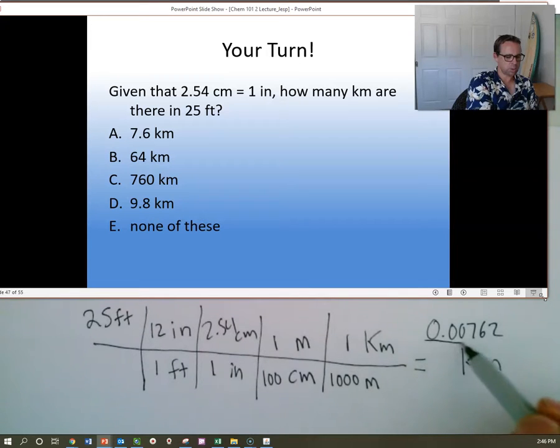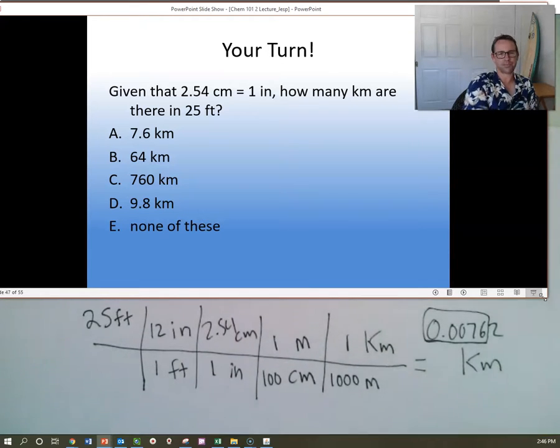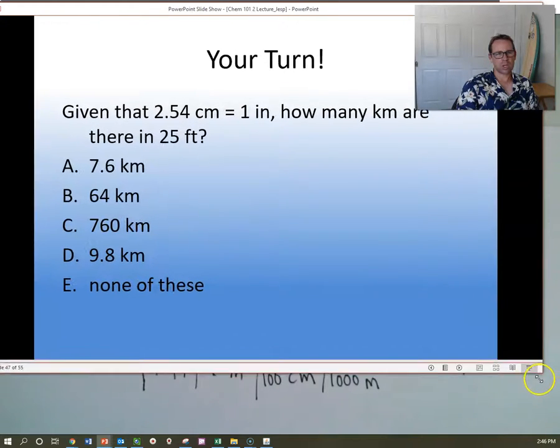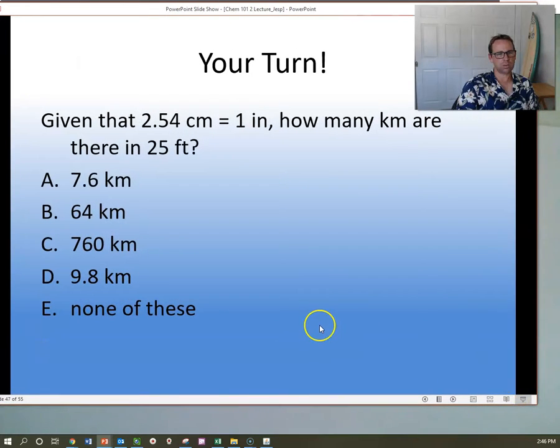So that's going to be 0.0076 kilometers.